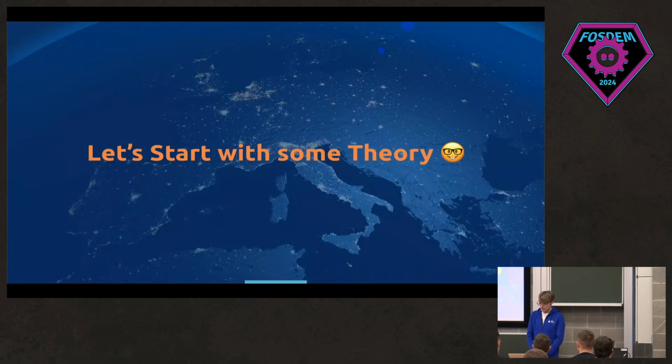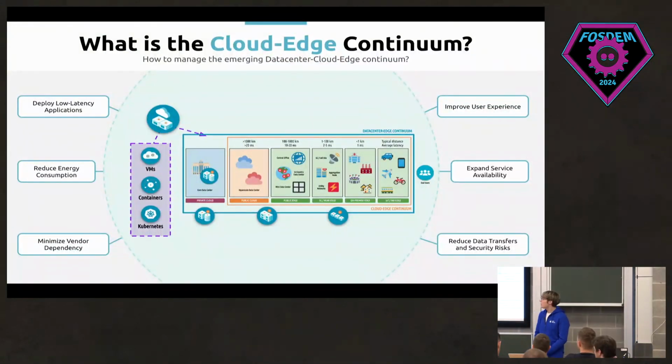So first, we are going to start with some theory, and then my idea is to show you a demo of all the things that we are going to see here. Well, first, we need to answer the question of what is the Cloud-Edge Continuum. The Cloud-Edge Continuum is just an environment of nodes on the edge, distributed in multiple locations, and everything interconnected using the same management layer.